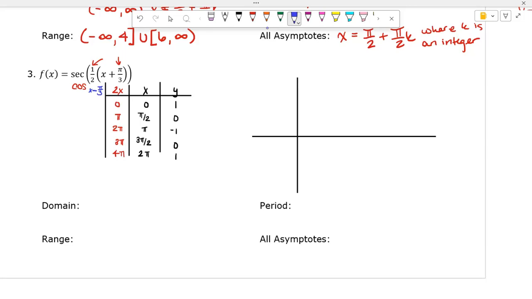So now I'm going to take all of these x values that I just had right here and subtract pi over 3. So if I do that, for example, 0 minus pi over 3. If I was doing this by hand, I'd have to get a common denominator. Fortunately, you guys have calculators that you can use, and it just makes everything easier. Obviously, 0 minus pi over 3 is really easy and gets you negative pi over 3.